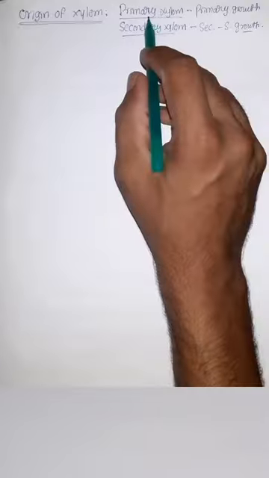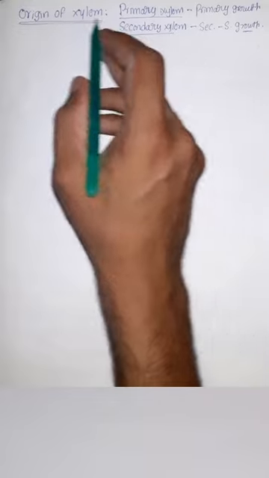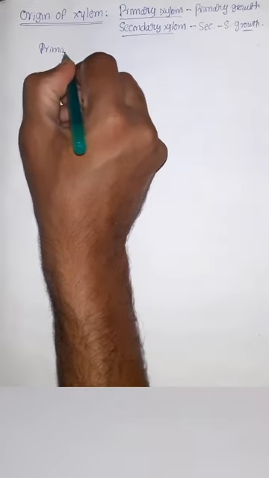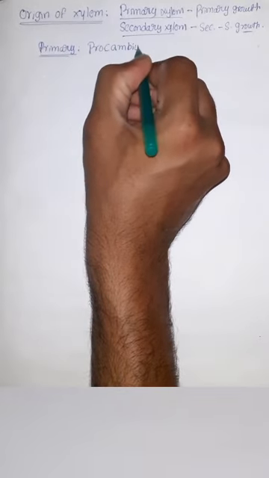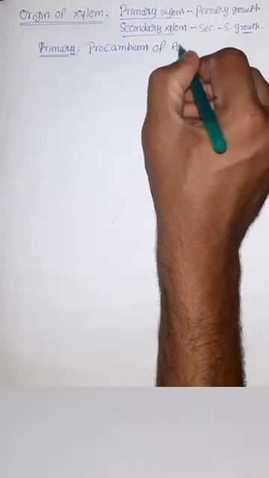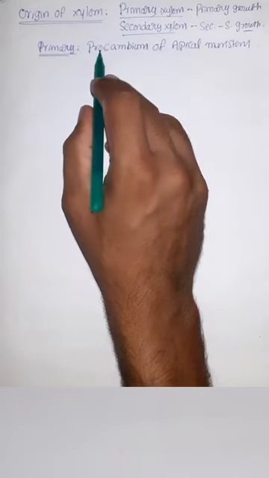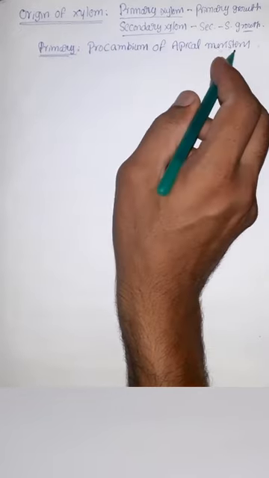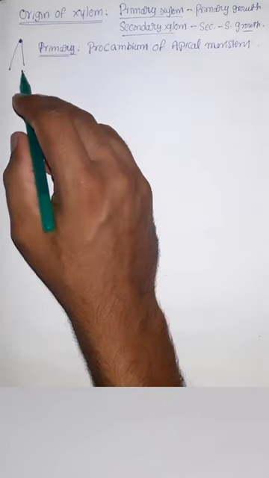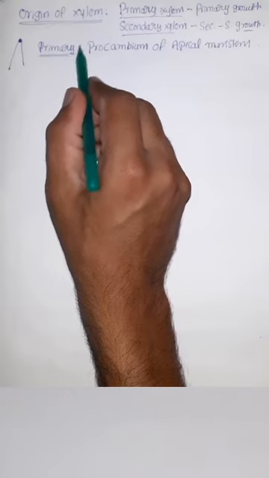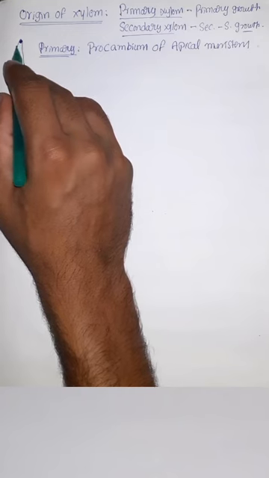These two xylems originate from different primordia. Primary xylem originated from the procambium of apical meristem. Here we have apical meristem, right? In the primary growth of plants, the primary xylem is originated from the procambium of apical meristem.